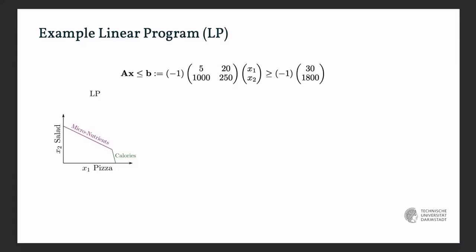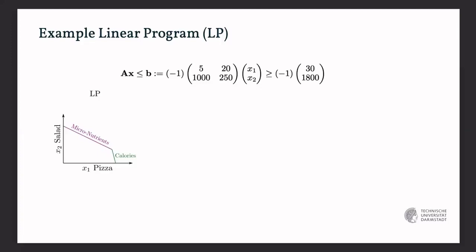Now any kind of diet, a combination of this pizza and salad consumption, will lie in this polytope somewhere. And an optimal solution tries to maximize both the nutrients, but also the calories in this case, because this is a student who's hungry and trying to be as efficient as possible in taking food. Formally, you typically write this as an inequality, Ax smaller or equal than b, and what we see on the left-hand side can, with some numbers, look like this.